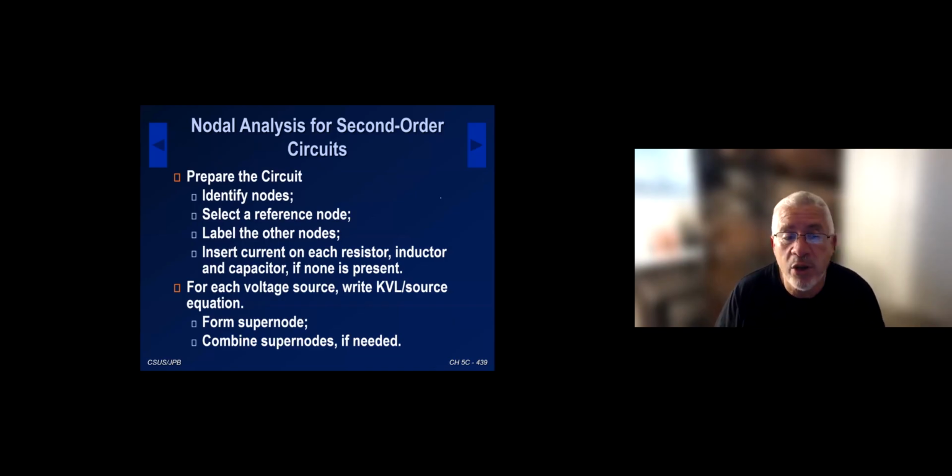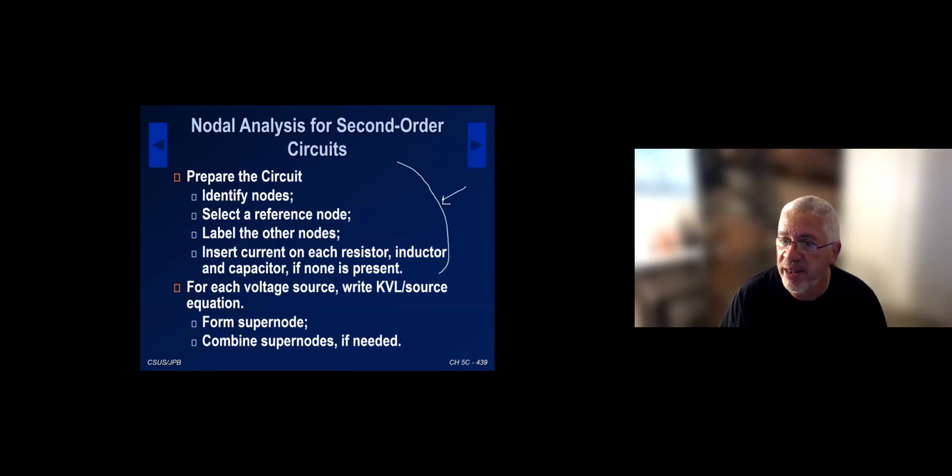We select a reference node. We label the other nodes and we insert current on each resistor, inductor, and capacitor. So often I would say we insert current on each passive element if none is present. If you have a voltage on some element, don't add another. If you have a current on some element, don't re-add another current and relabel it. Use the current that's there. And then that particular part is really what we call preparing the circuit for solutions.